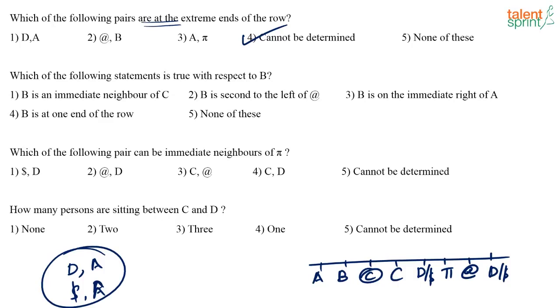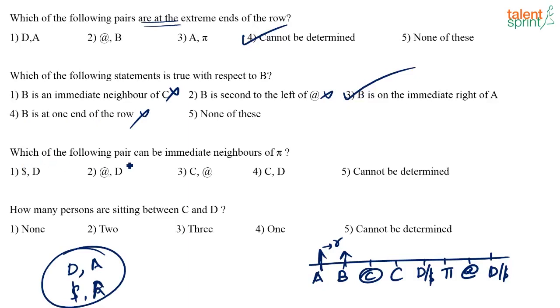Next one. Which of the following statements is true with respect to B? First statement says B is an immediate neighbor of C. Not true. B is second to the left of at the rate of. No, not true. Then B is on the immediate right of A. Yes, everybody is facing north, so this is the right of A. B is on the immediate right of A. Yes, that is true. B is at one end of the row. Not true. So your correct answer obviously is going to be option 3.